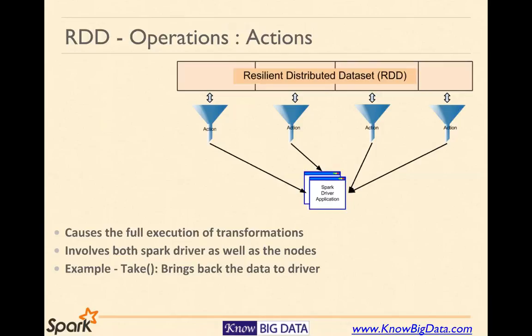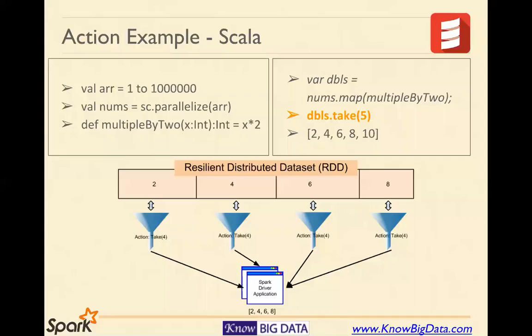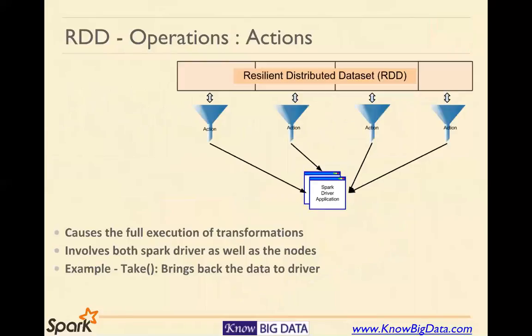So it keeps on making notes of the entire way of transforming the data, and once it is done building the list, we execute the action. Then it executes the entire RDD graph.